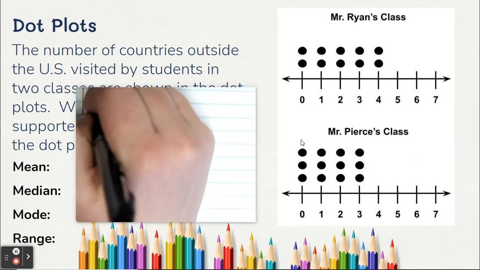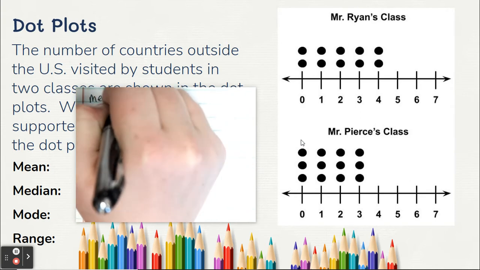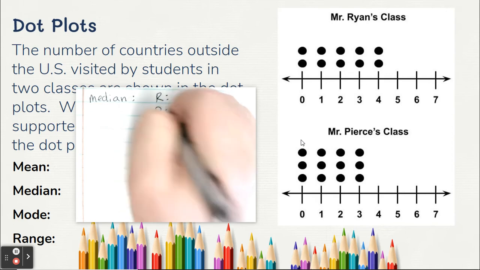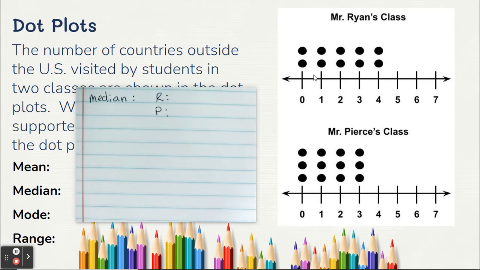So our median is the middlemost number. So I'm just going to put R and P here. Okay, so we're going to find the middle number. What I like to do is start at the beginning and the end and count and take off the same amount. So I'm going to take 2 off here, 2 off here. Let me cross it off.